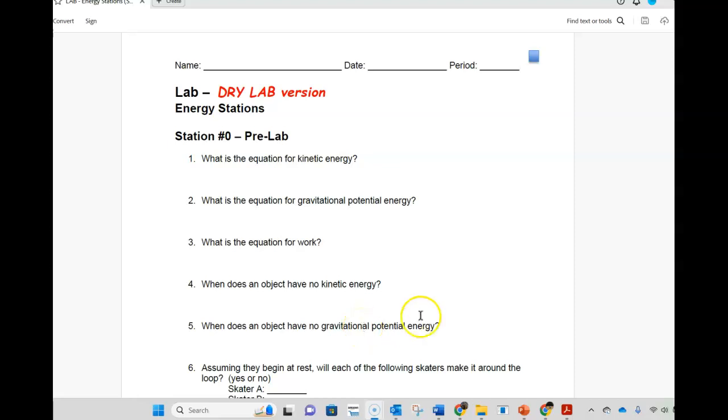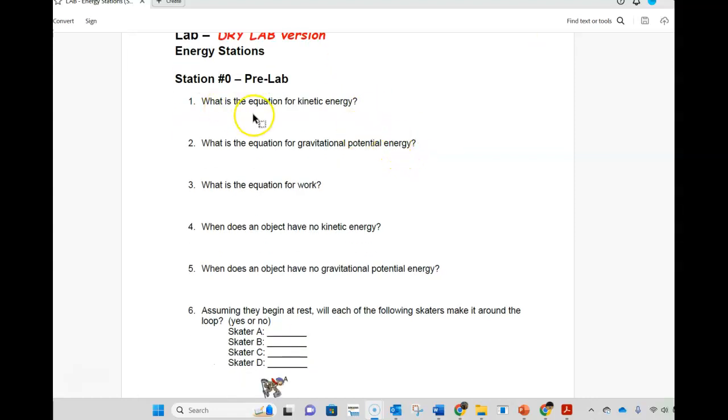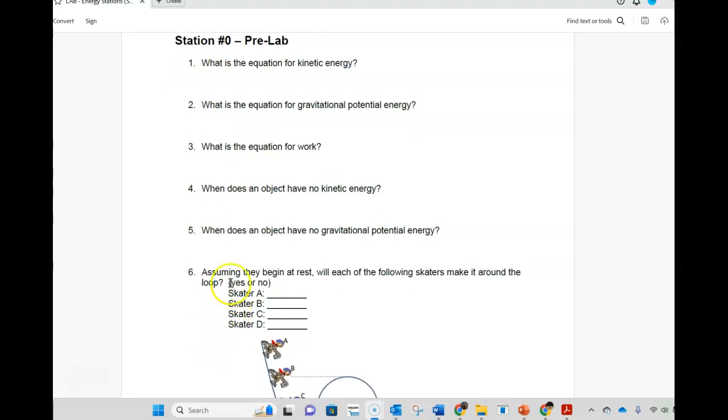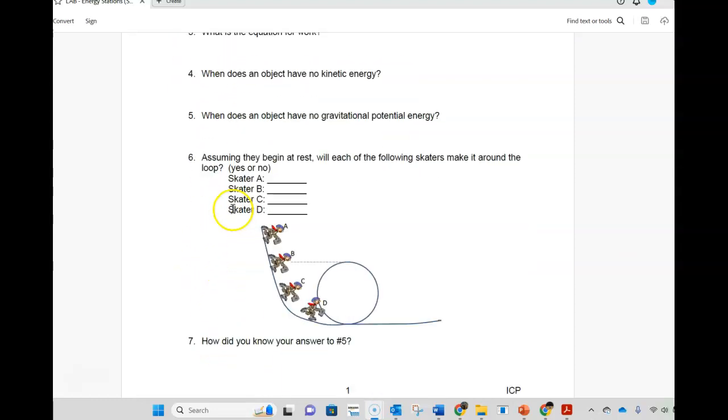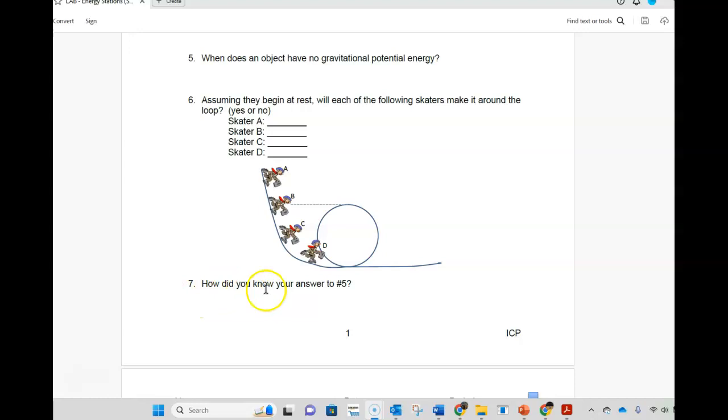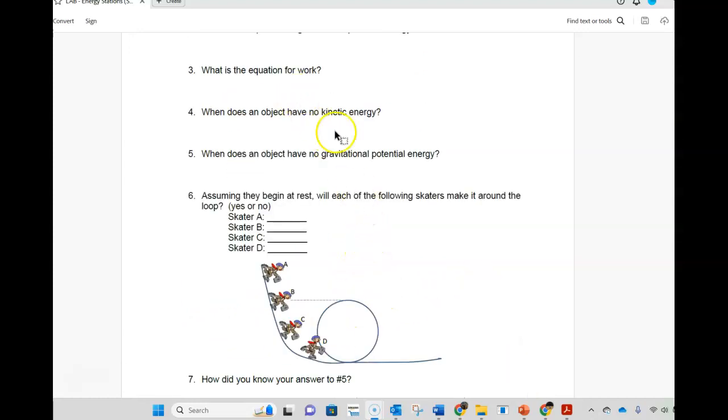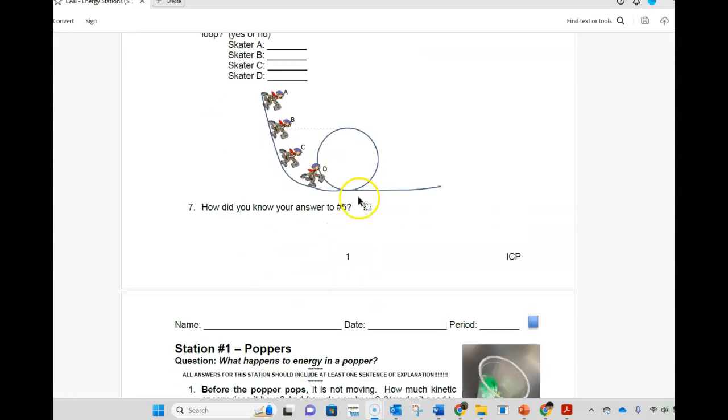Hi, this is Mrs. Ziegler, and I'm going to go through how to complete your Energy Stations Lab. In Schoology is a copy of the dry lab as well as the answer key for the pre-lab. I went through questions 1 through 6 in class, and the answer key has those answers. Question 7 you are going to answer on your own, in complete sentences, based off of the information of what we went through in the front here.